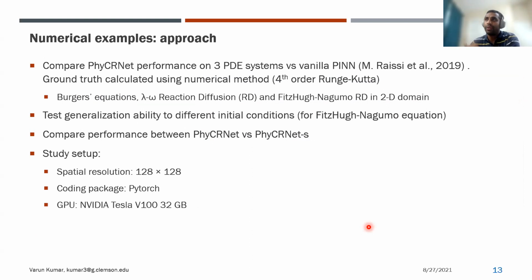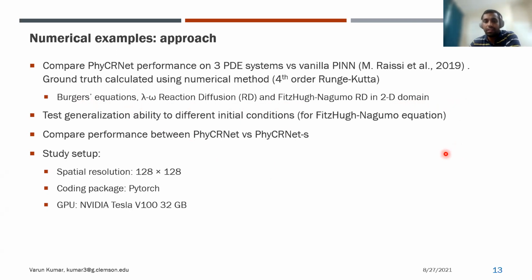So they have three numerical examples in this work, where they're comparing the performance of CRNet against the PINN models, and the PINN model is based on the work by Dr. Eivazi, published in 2019. They're comparing these two neural network architectures against a ground truth for all three PDE systems, and the ground truth is calculated using numerical methods. The first one is the Burgers equation. The second one is a lambda-omega reaction-diffusion system, and the third one is a FitzHugh-Nagumo reaction-diffusion equation in a 2D domain.